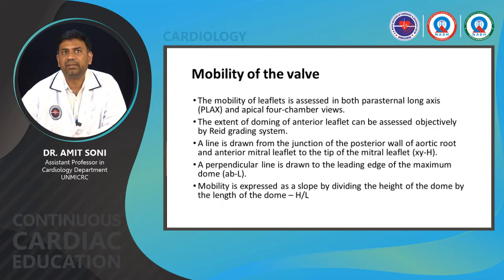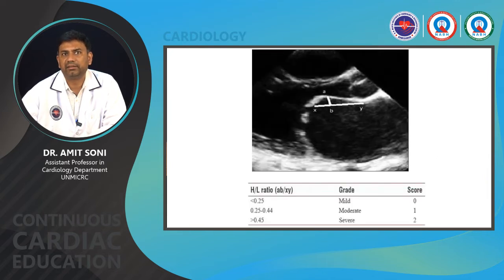Mobility of valve: the mobility of leaflets is assessed in both parasternal long axis and apical 4-chamber view. Extent of doming and entry of leaflet can be assessed objectively with the Reid grading system. A line is drawn from the junction of the posterior wall of the aortic root and the anterior mitral leaflet to the tip of the mitral leaflet. A perpendicular line is drawn to the leading edge of maximum dome. Mobility is expressed as the slope, by dividing the height of the dome by the length of the dome. So this is how we calculate the height and length ratio.